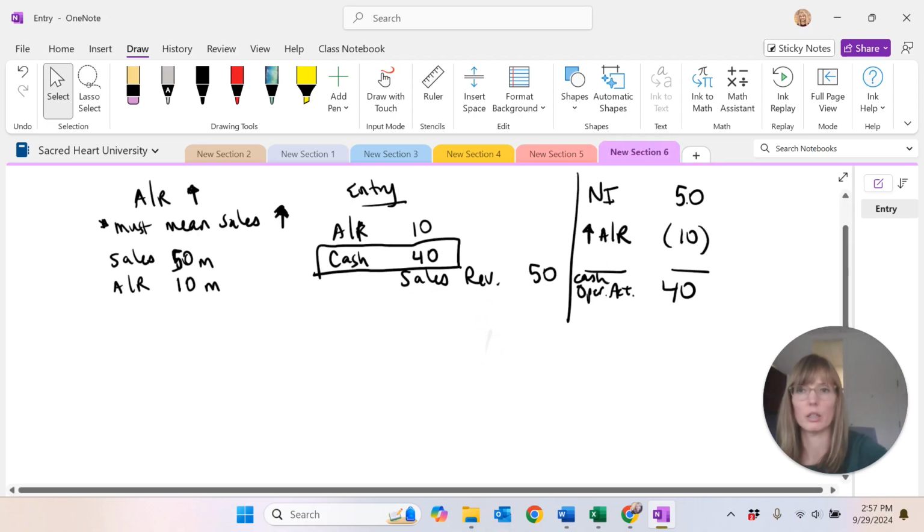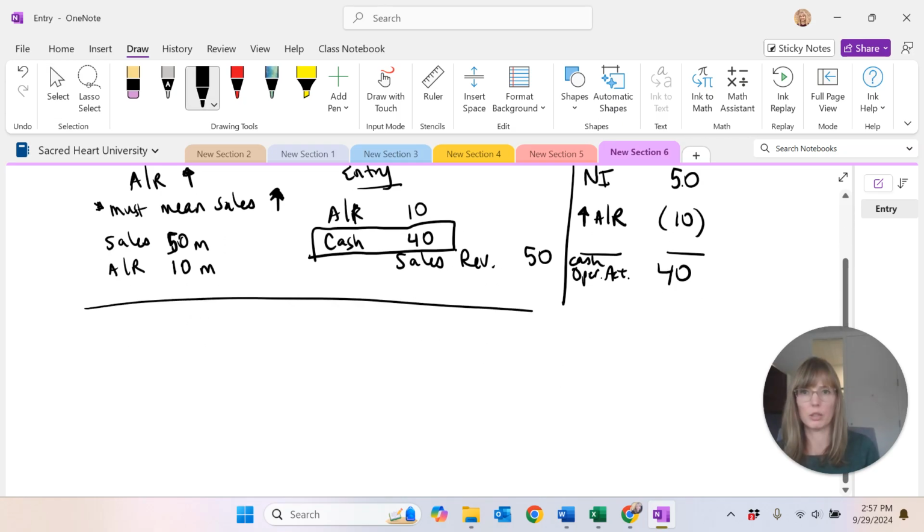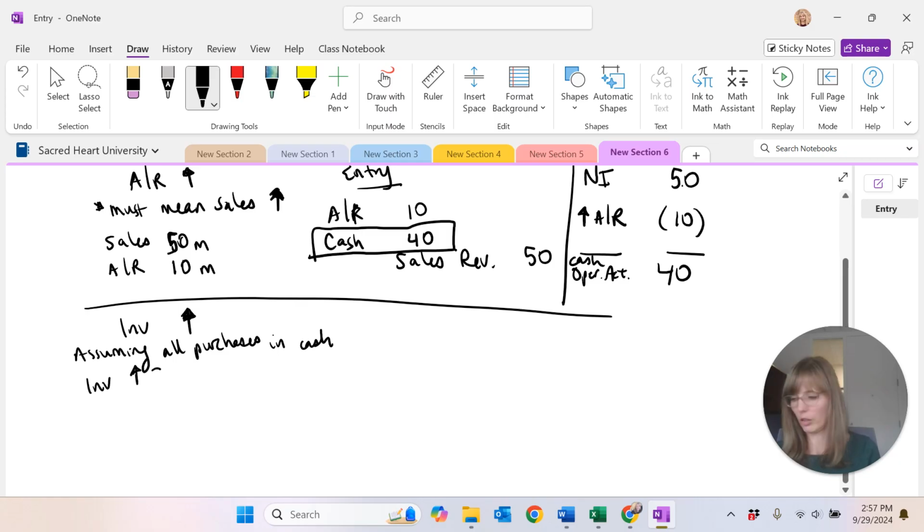Okay, let's start by assuming, and we're going to make different assumptions, but right now let's assume all inventory purchases are done in cash. Let's say our inventory went up 30 million this year. We purchased 30 of inventory, and then we sold $20 million. So what would this journal entry look like?